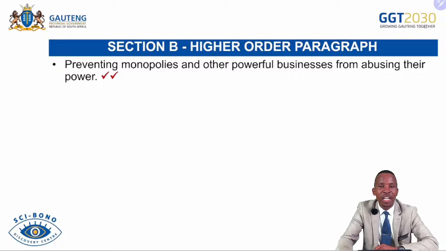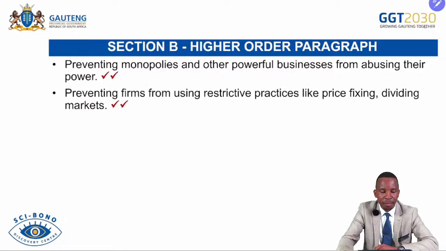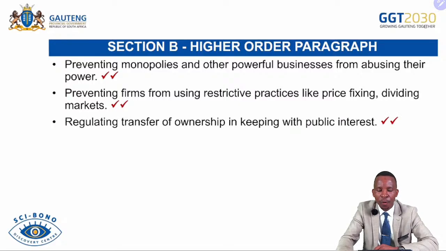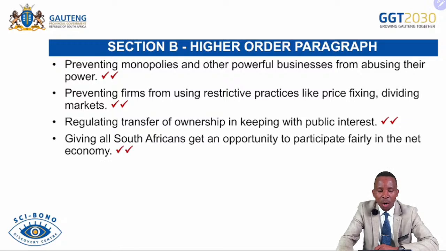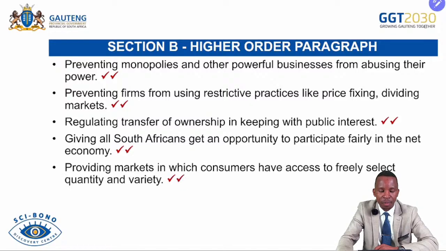Also, prevent the entry of new businesses through licensing and patents. Preventing firms from using restrictive practices like price fixing, dividing markets. Regulating transfer of ownership in keeping with public interest. Giving all South Africans an opportunity to participate fairly in the economy. So ensuring that all South Africans are able to participate in the economic mainstream.